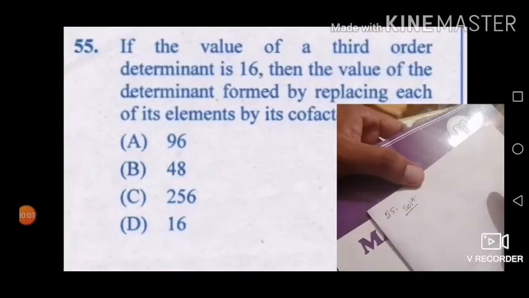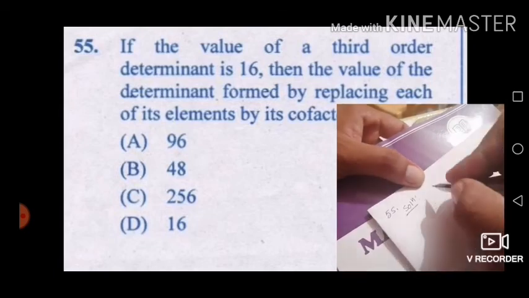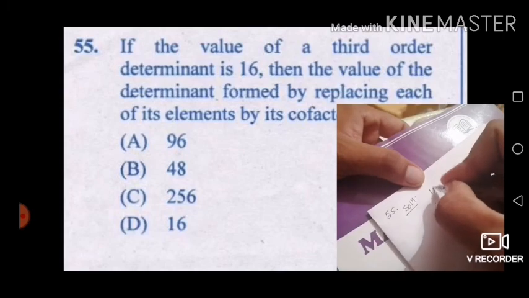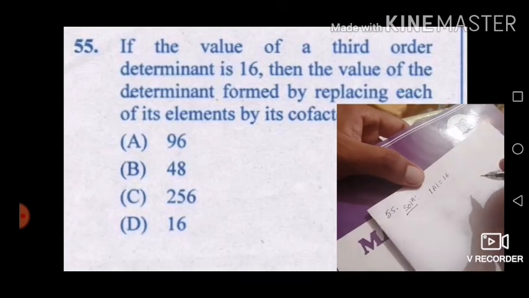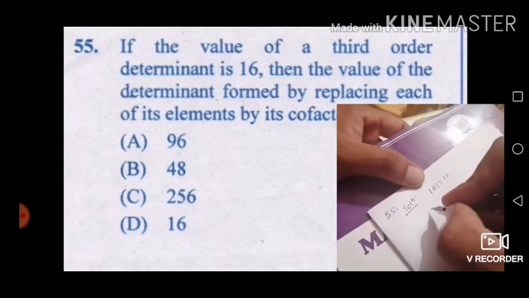Question number 55 is very easy, but what happens is students are not able to answer this question because when they read the question, many do not understand. But my dear students, keep in mind what is given, and please try to understand. If the value of a third order determinant is 16, I am going to take it as determinant A, so that they are given 16. Then the value of the determinant formed by replacing each of its cofactors. Keep it in mind, my dear students.